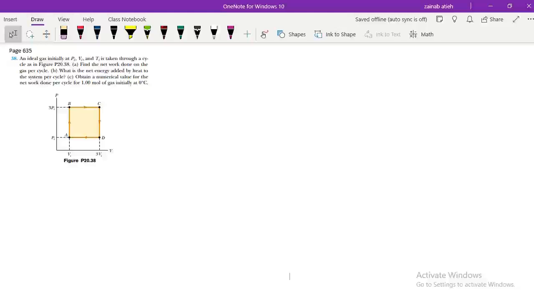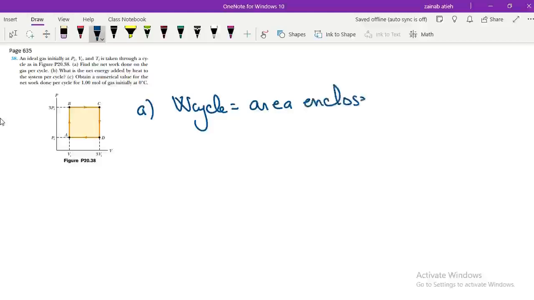If the arrows are circulating clockwise, the work done by a cycle is equal to the area trapped in this cycle. So here it's easy. We have a square, or a rectangular shape. All we have to do is find its area, side by side. So we can say that in part A, the work of a cycle is equal to the area enclosed in the cycle.